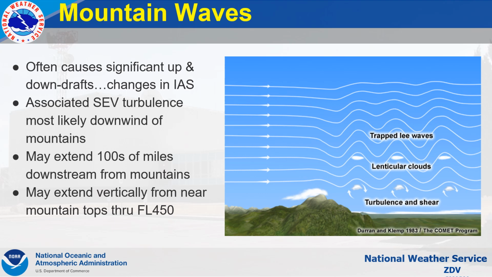Now, severe turbulence would likely be downwind of the mountains, not necessarily over them themselves. And as mentioned, they can extend hundreds of miles downstream from the mountains and may extend vertically from near the mountaintops all the way up to flight level 450 and even above in some cases.